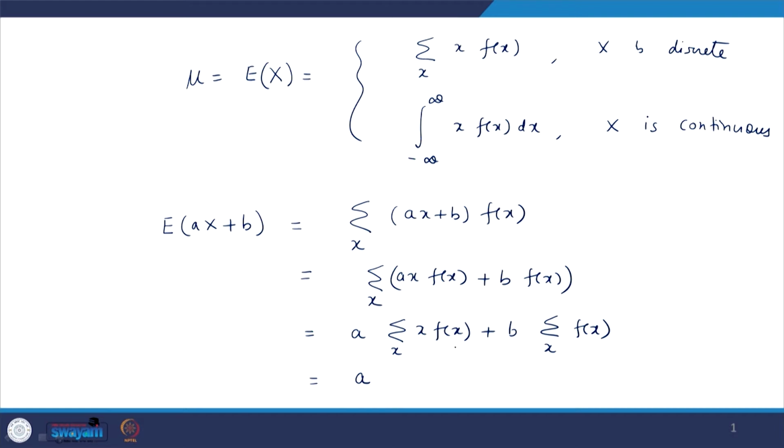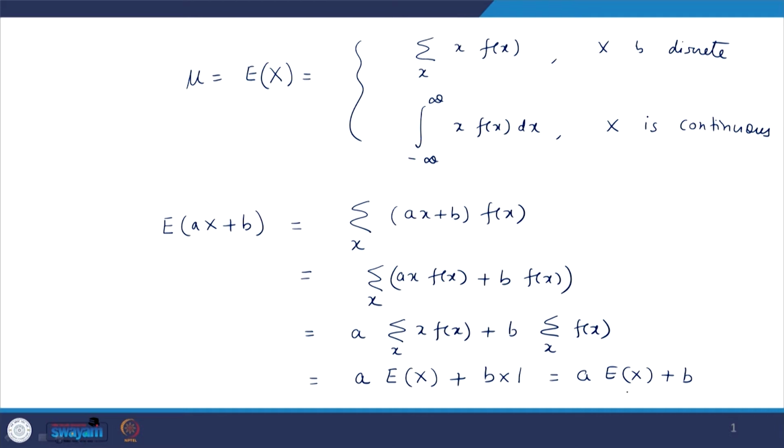Now, the first term is nothing but the expectation of x, as per the definition when x is discrete. So this is a times the expectation of x plus b times the summation of f x, and because f here is the PMF, the summation of f x is 1. So we get a times the expectation of x plus b. Basically, expectation follows linearity. This is for the discrete case.